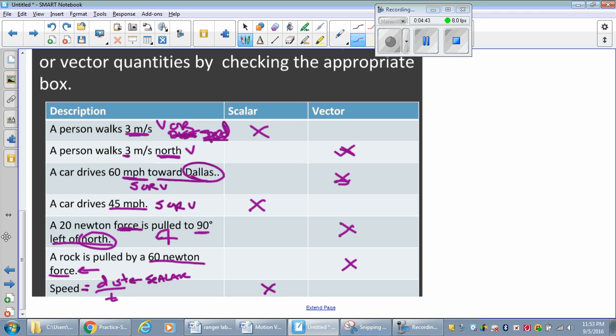All right, so kind of use the clues that you're given here. If you're given a direction, you're automatically pretty much going to have a vector quantity. And then after that, you need to know what the units are. By knowing meters per second, miles per hour, newtons, you're able to kind of identify what the quantity is, right? Is it force? Is it distance? Is it velocity? Is it speed? Okay, so use those to kind of help you.